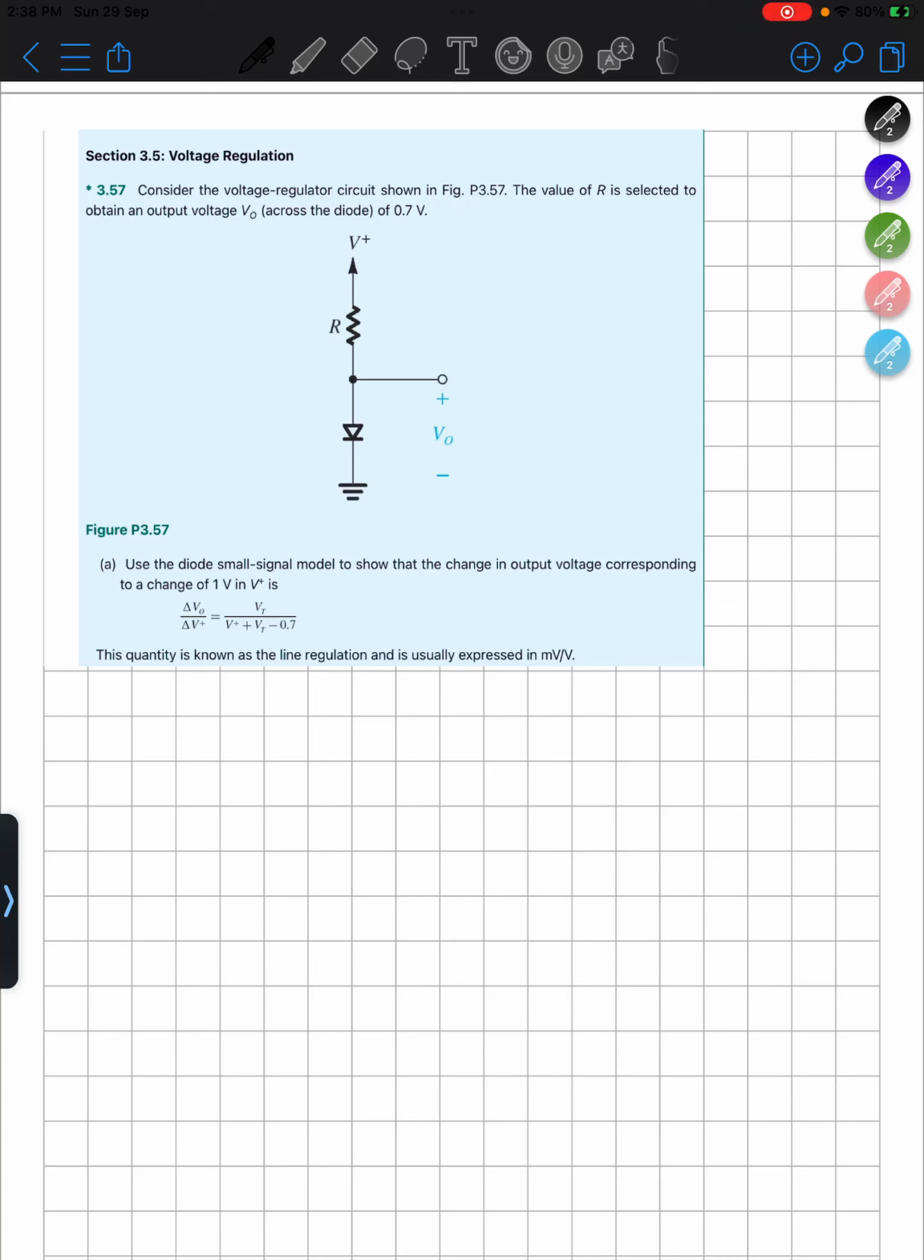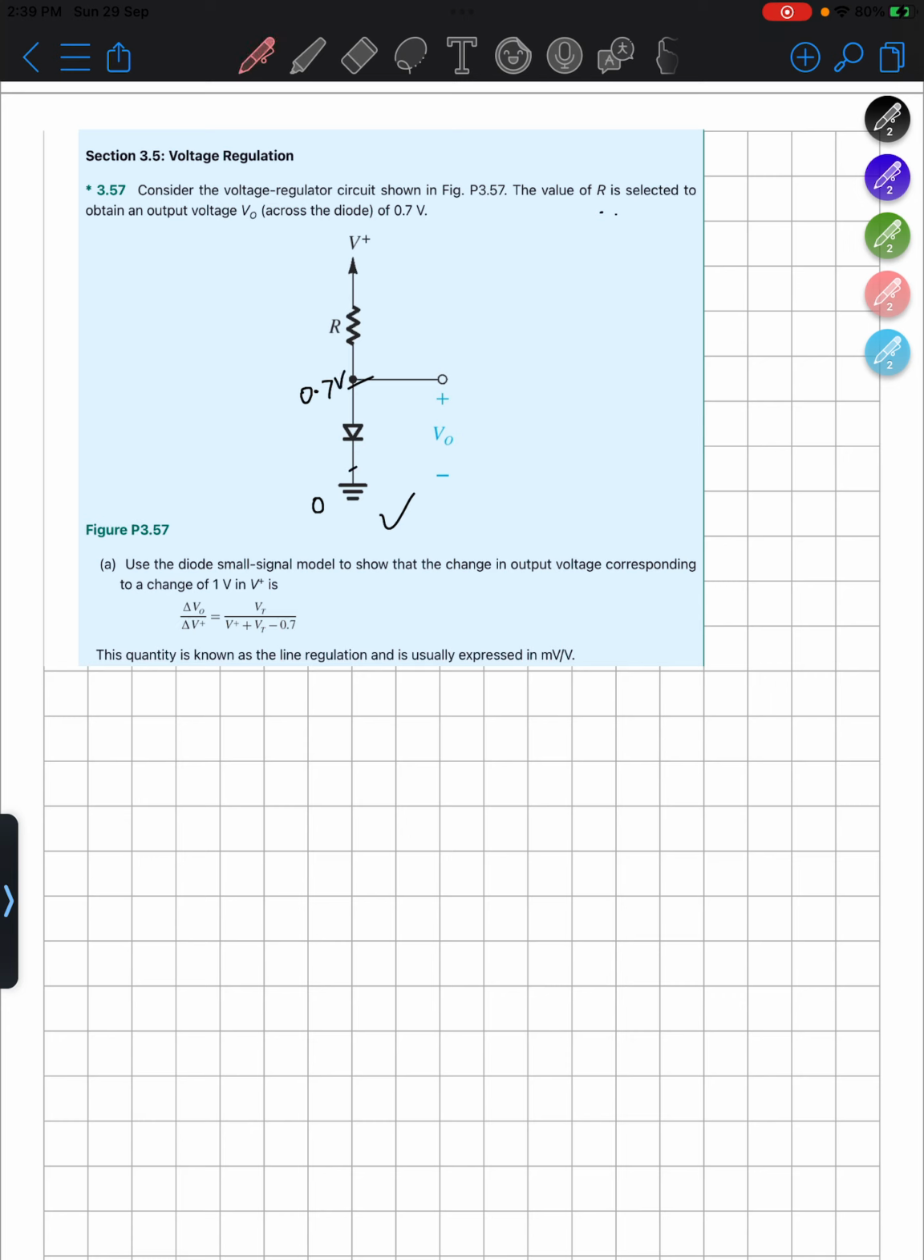So in section 3.5, we have a question on voltage regulation. The question is, consider the voltage regulator circuit shown in this figure, and the value of R is selected to obtain an output voltage V0 across the diode. So V0 is across the diode of 0.7 volt. So this is 0 volt, this is 0.7 volt.